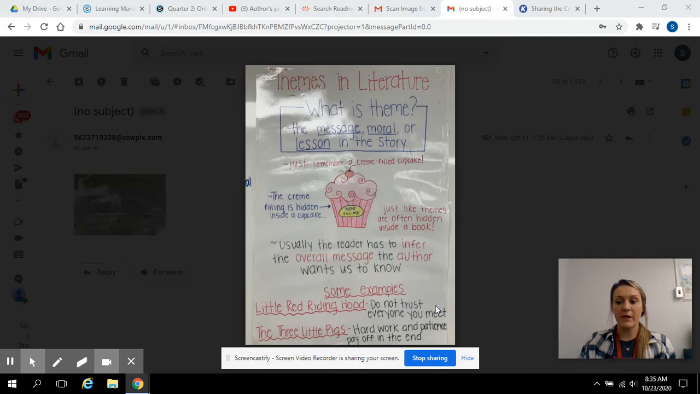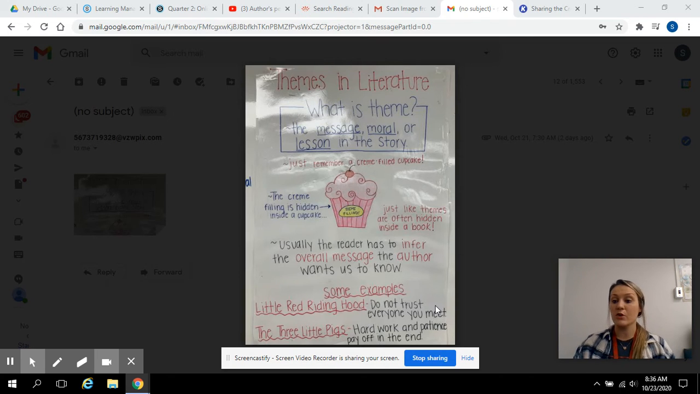All right, let's review our theme before starting. A theme is the message, moral, or lesson in the story. While you're reading, continue to ask yourself, what's the lesson they're learning? What's the lesson I need to learn? What words do I see over and over that could be a lesson? So while you're reading, ask yourself those questions.